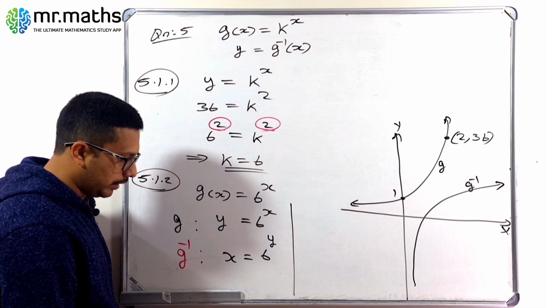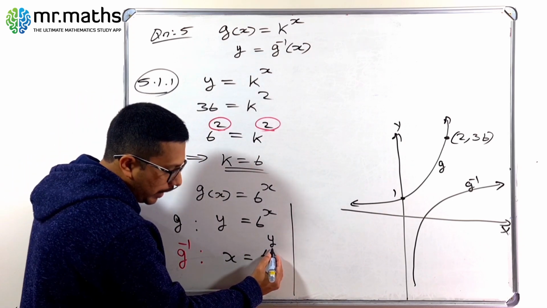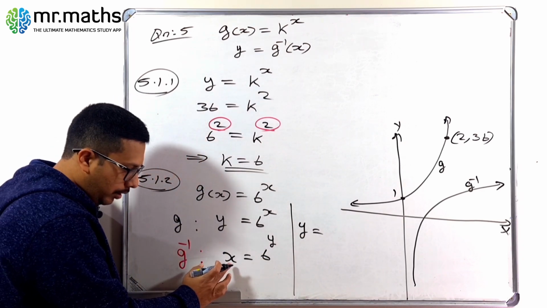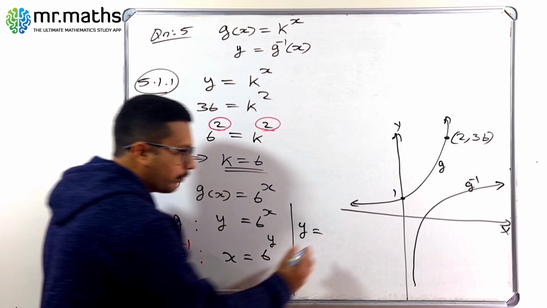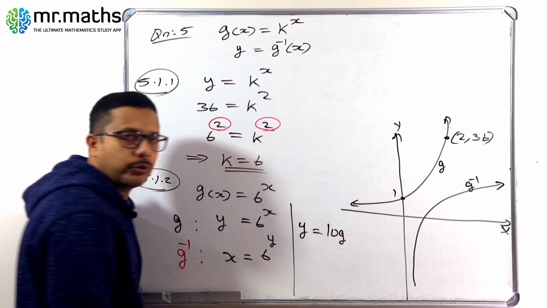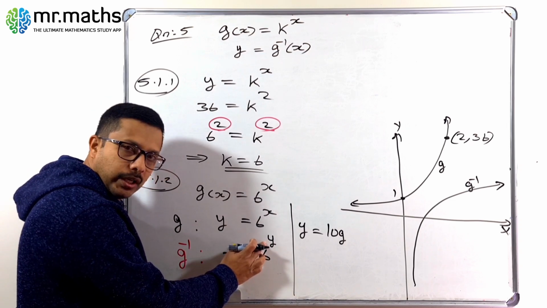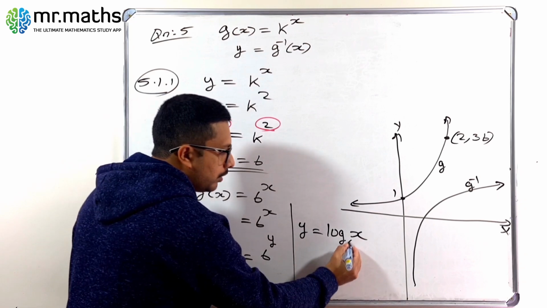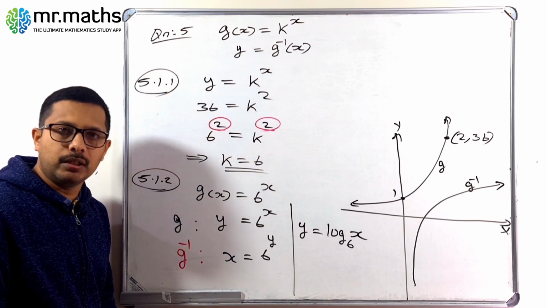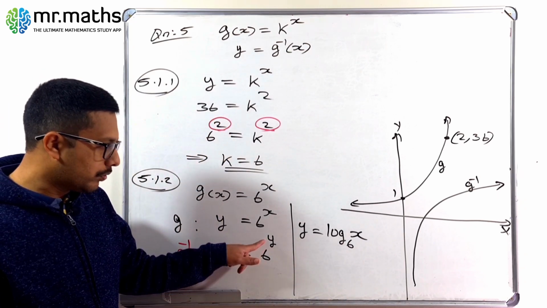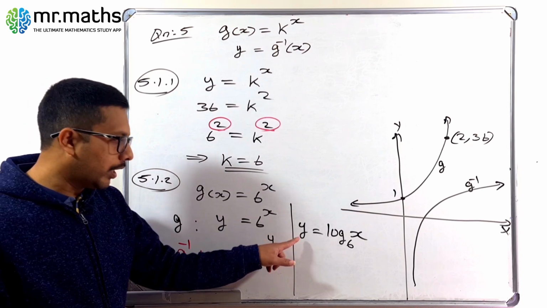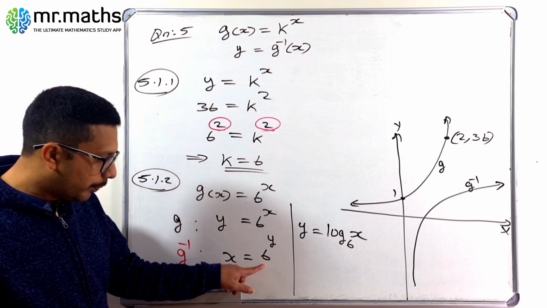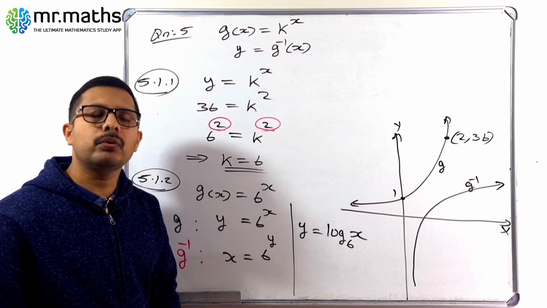So try to understand like this. If you want to write the answer as y is equal to, it is very easy if you understand how to write this. Look at how I am going to write it. y is equal to log of x to the base 6. This is how you write the logarithm. x is equal to 6 raised to y, so y is equal to log x to the base 6. So now that is the answer.